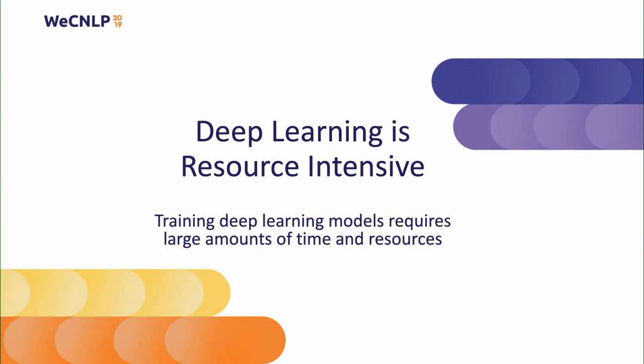So, training deep learning models is extremely resource intensive, requiring large amounts of time and energy. For example, training a state-of-the-art transformer model takes several days on a computing cluster, requiring large amounts of electricity and computing resources. Oftentimes, we need to train several models in order to find the best one, searching over various hyperparameters and different network architectures.